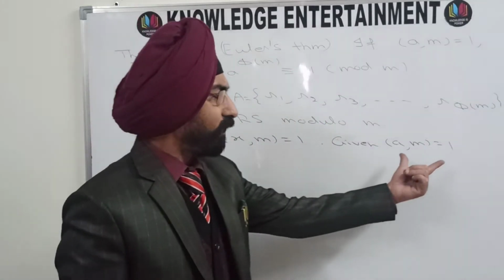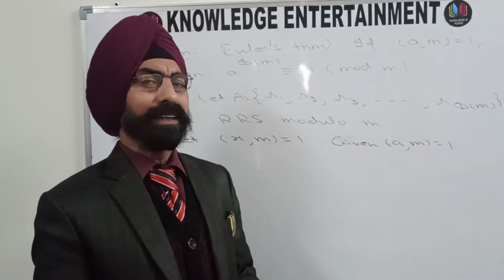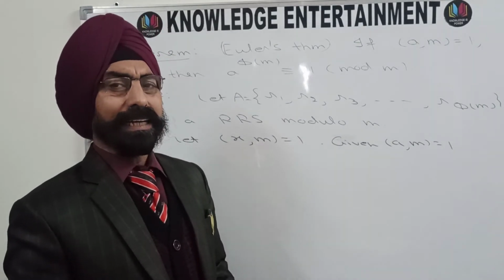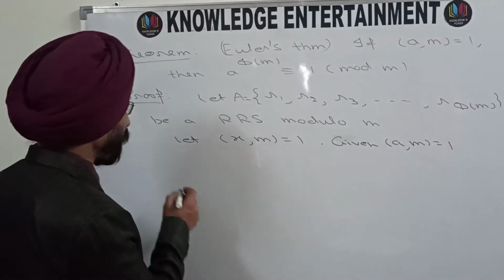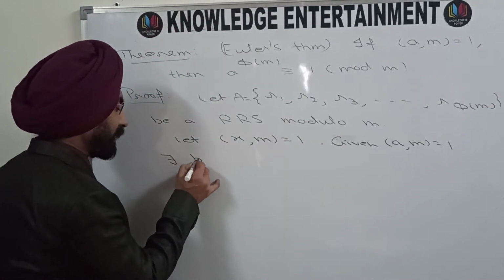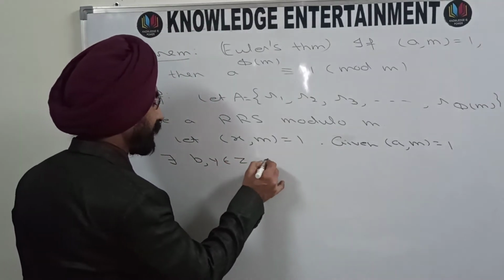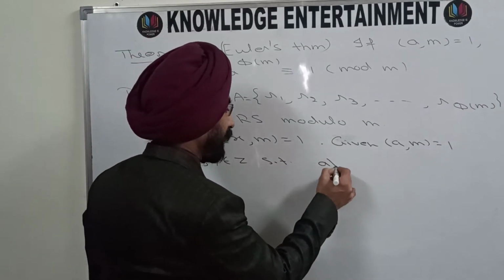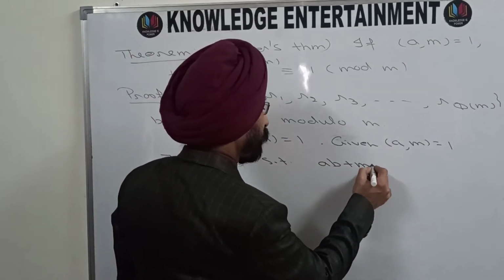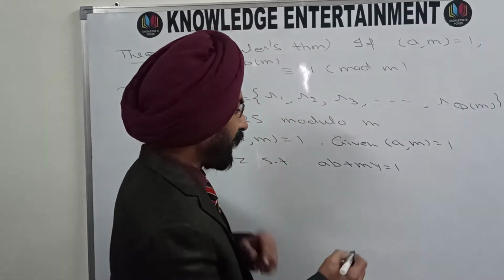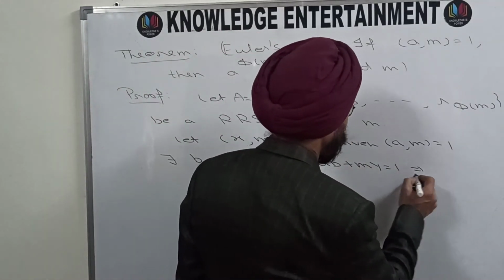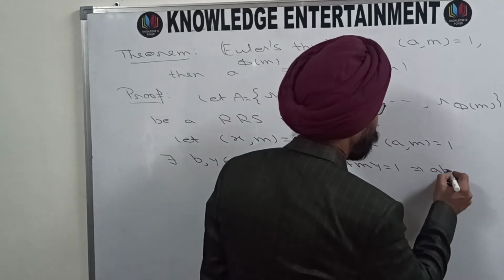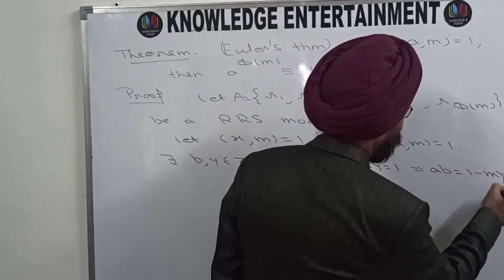And if GCD of a and M is 1, we know that there will be a linear combination of a and M which will be equal to 1. So definitely there will exist integers b and y such that ab plus My is equal to 1. From here we will take two results. First is that the value of ab is 1 minus My.